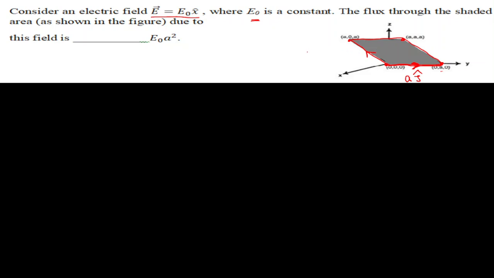Again, in this case, it will be A i cap plus 0 minus 0, so 0 j cap, and then A minus 0 k cap. So it will be A k cap. Okay, so these are the length vectors of two sides of the given surface. If we take the cross product of these two sides, that will give us the area of the given surface.